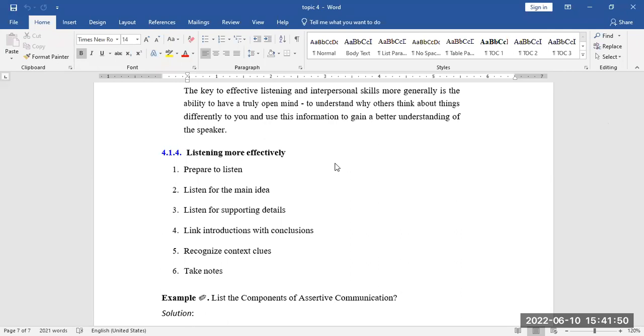Are you a good listener? Where are you, because I cannot see you. Are you a good listener? If you are a good listener, then you have some notes that you have taken. If you are a bad listener, then you have not taken any notes.